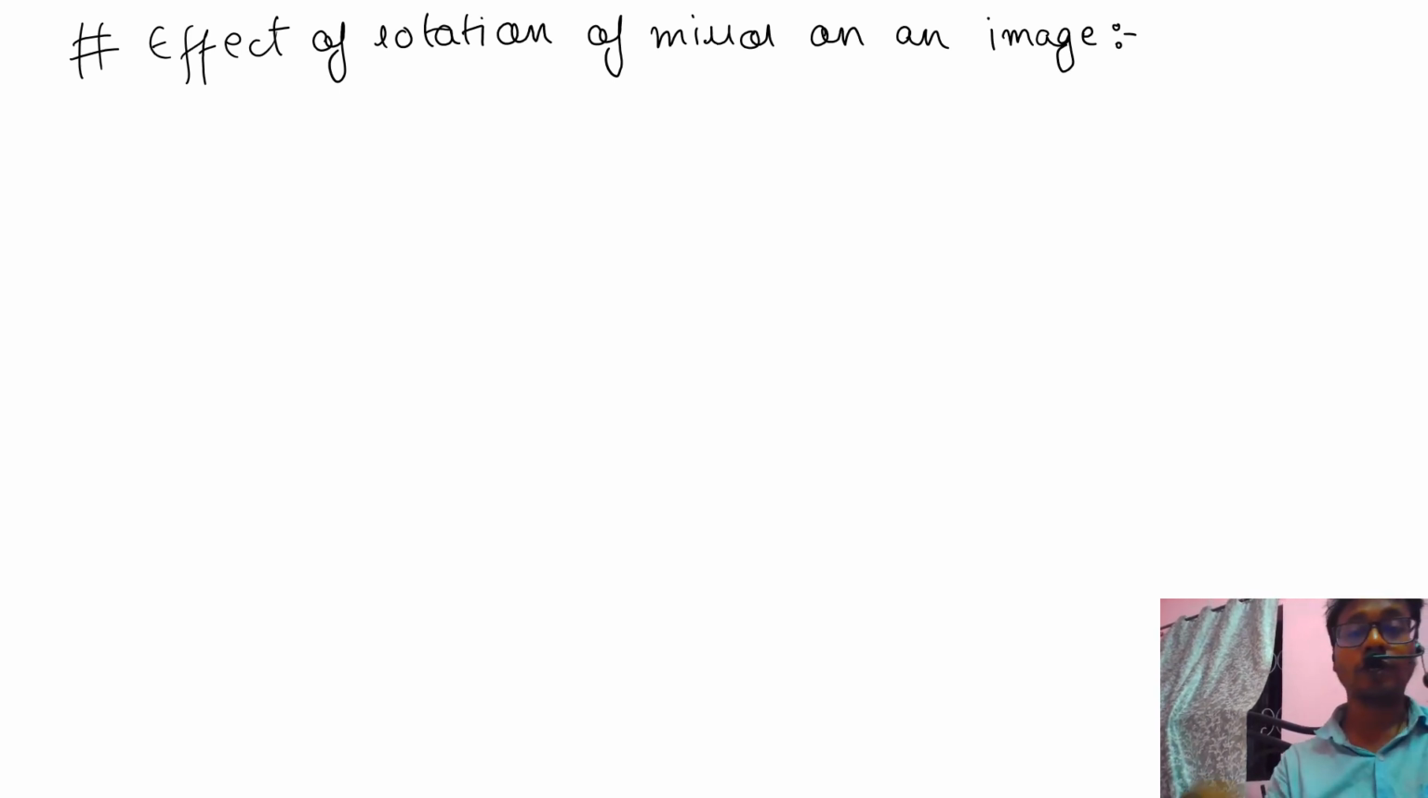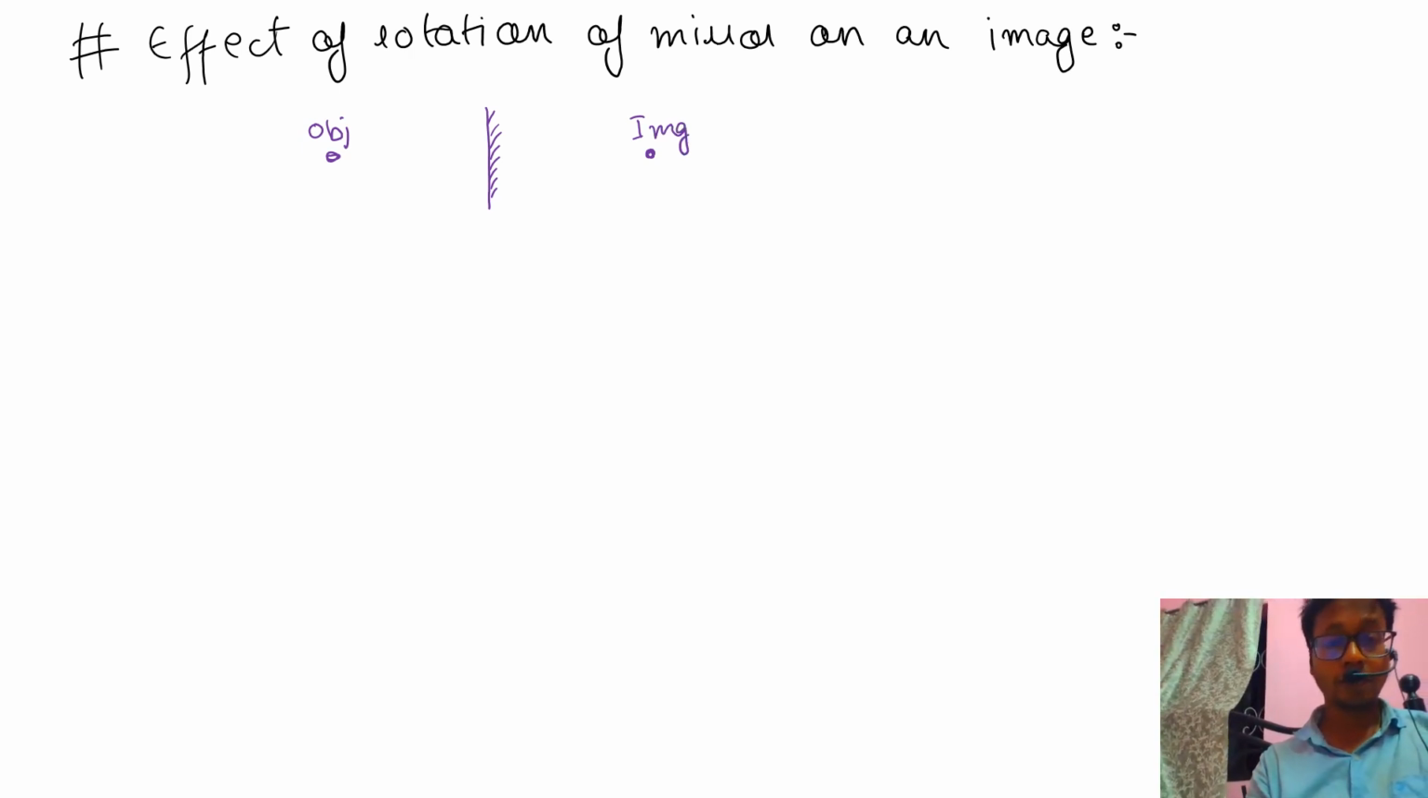In this topic, what you are going to learn is, in the previous example, the object was being rotated. In this example, the object is out here and the image will be formed out here, at the same distance. But now our object will be fixed, and I'll rotate the mirror in a clockwise or anti-clockwise direction about this axis. So what will happen?